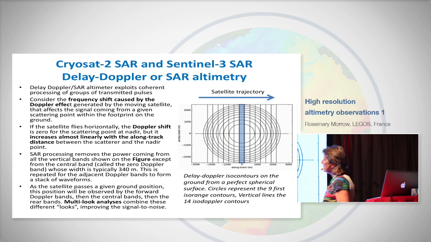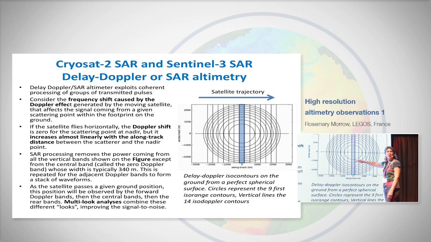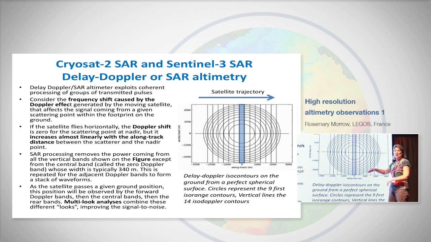As you move away from nadir, you get an almost linear increase in frequency, and you can use that to position the information coming from the central band and differentiate it from information coming from these other bands that have a linear increase in frequency. This is used to zoom down and just look at the power coming back from a narrow band in the direction of travel. In the along-track direction, you can focus down onto scales of about 300 metres. In the cross-track direction, you have the same scale as a Jason or Envisat satellite.